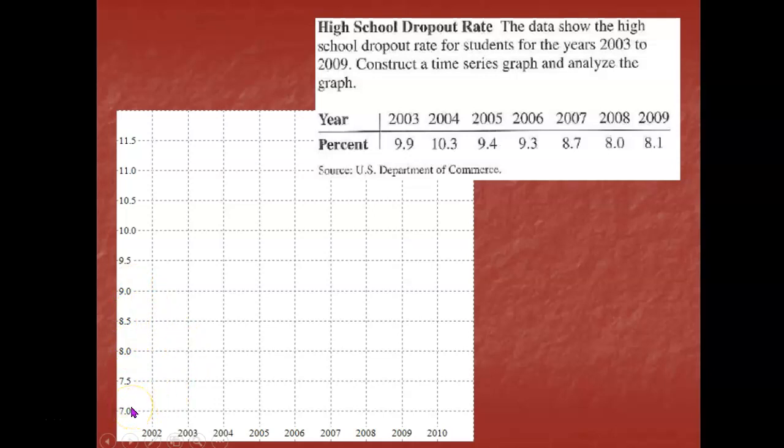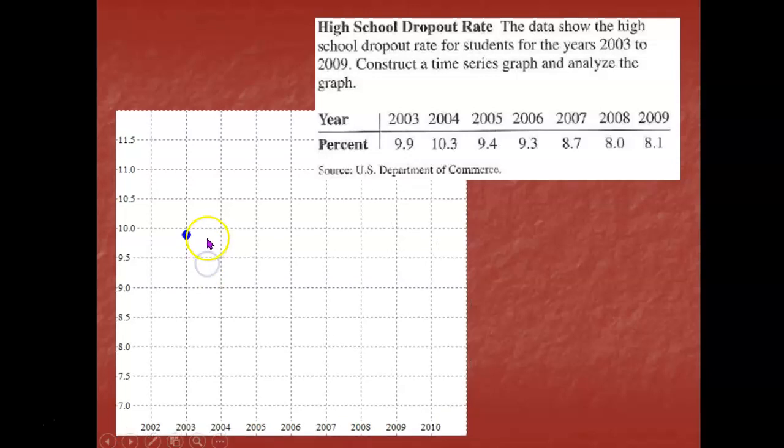It's important to use a consistent scale because otherwise the graph doesn't really show what it's supposed to show. It distorts what's really going on. So now we're ready to start plotting some points. There's going to be a point for the year 2003 where we go up to a height of 9.9, just a little bit below the 10.0 mark. So I'll start by putting a dot there.